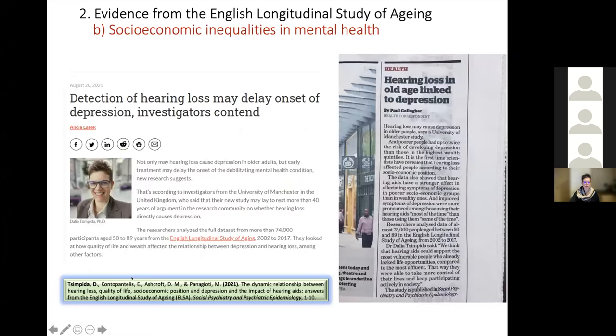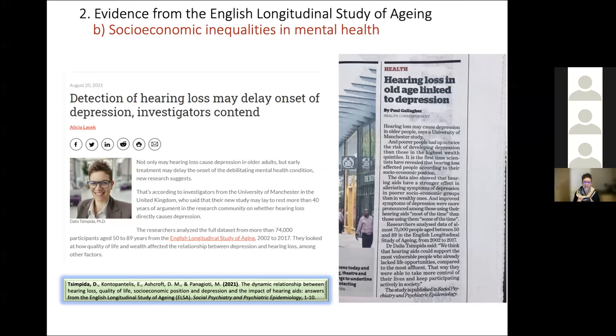Regarding now the socioeconomic inequalities in mental health, this is a huge issue as well. And my recent research findings provided robust evidence that hearing loss directly causes depression, which differs according to socioeconomic position. A graded relationship between hearing loss and depression, according to socioeconomic position, was revealed, with those with hearing loss in the lowest wealth groups experiencing up to double the relative risk of depression compared to those in the highest wealth quintile.